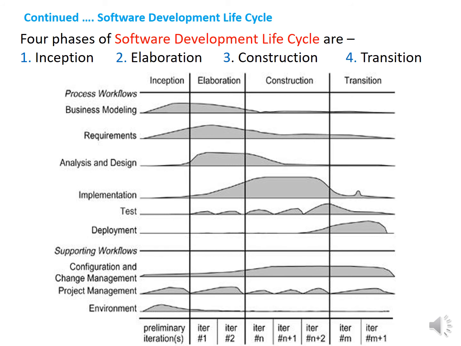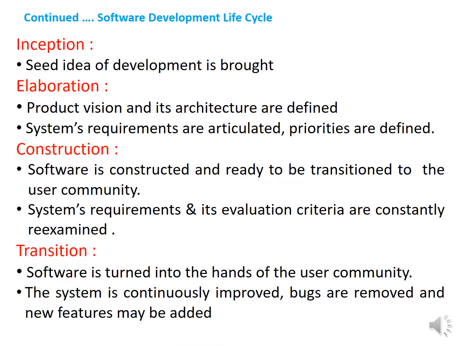Inception is the first phase of the process. The seed idea of development is brought up into the inception phase. Elaboration is the second phase of the process. In this phase, the product vision and its architecture are defined. Also, in the elaboration phase, the system's requirements are articulated, priority is defined, and a baseline. The system's requirements may range from general vision statements to precise evaluation criteria.